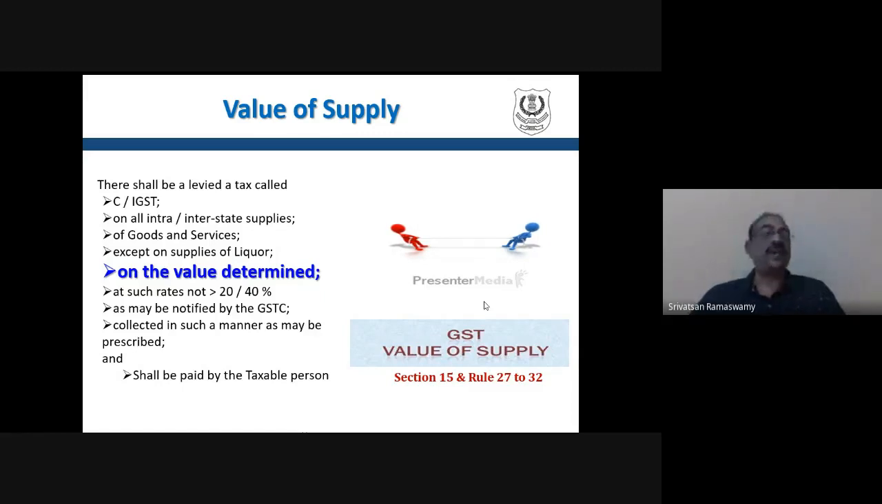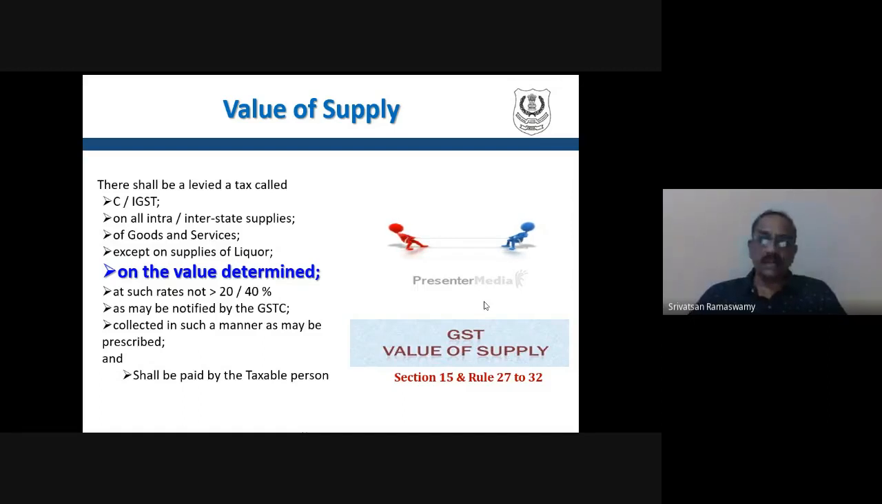But how much tax will have to be paid? That will be determined by Section 9. And how much tax shall be paid? It shall be at the rates prescribed. The first one says that on the value determined, and on that particular value, at such rate which is not more than 20% or 40%, which means that the government has got elbow room to impose CGST up to an extent of 20% or IGST up to an extent of 40%.